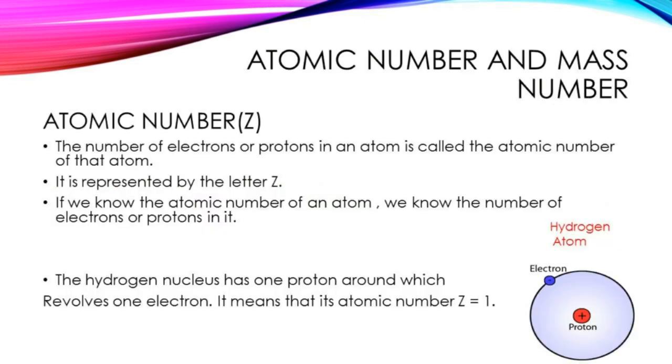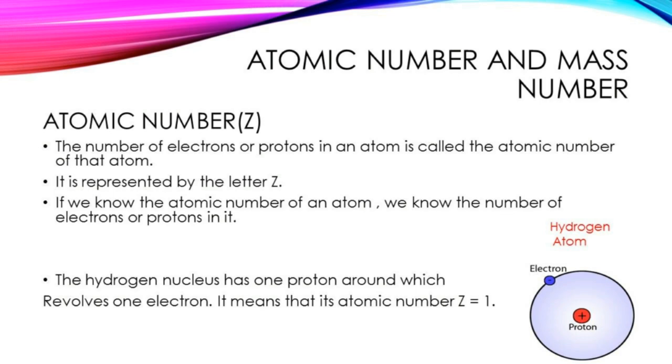Atomic number and mass number. If all elements are made up of the same type of electrons, protons and neutrons, how does a carbon atom differ from an iron atom? Further investigations led to the discovery that the number of protons inside the nucleus of an atom determines what element it is.